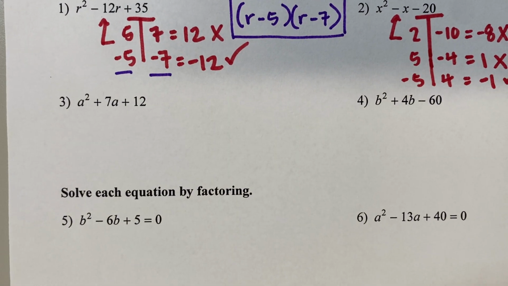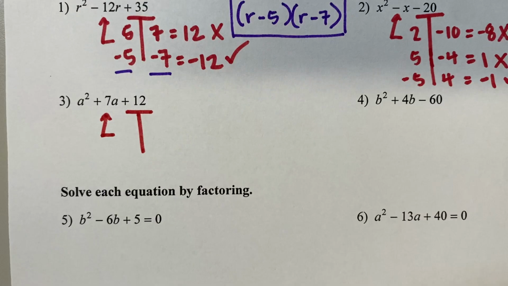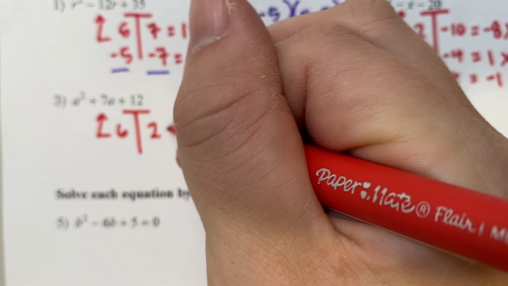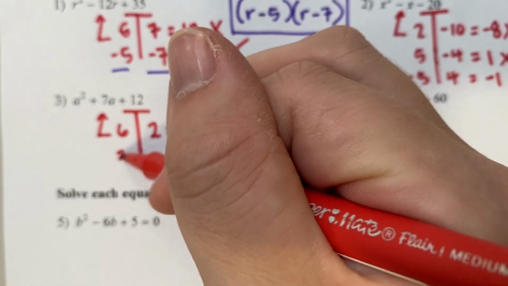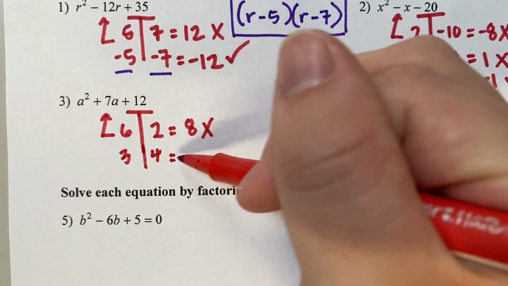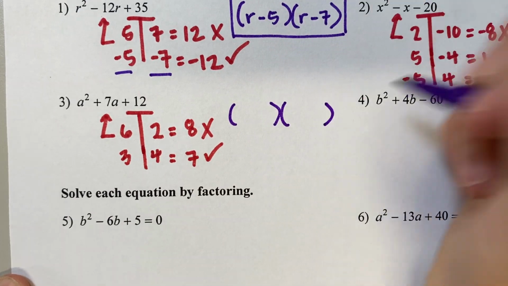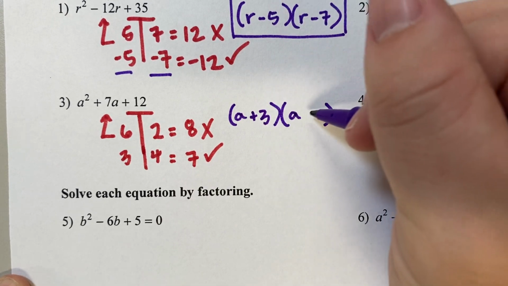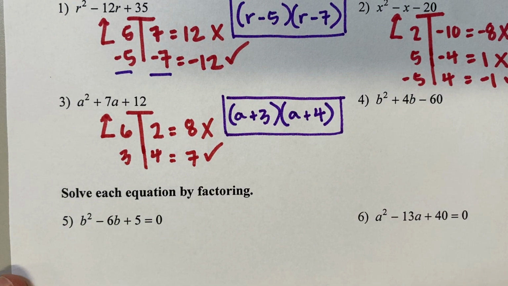Okay, number 3, play the number game. What two numbers multiplied give me a positive 12, but are going to add to positive 7? Well, for 12, I can try 6 times 2. Added together, that gives me positive 8, not what we're looking for. Maybe 3 times 4. Add that together, positive 7. That is what we're looking for. So there are my two terms. Write out your two sets of parentheses. Put your variable in front. This time it's a. Positive 3 is one of my factors, and positive 4. Beautiful.